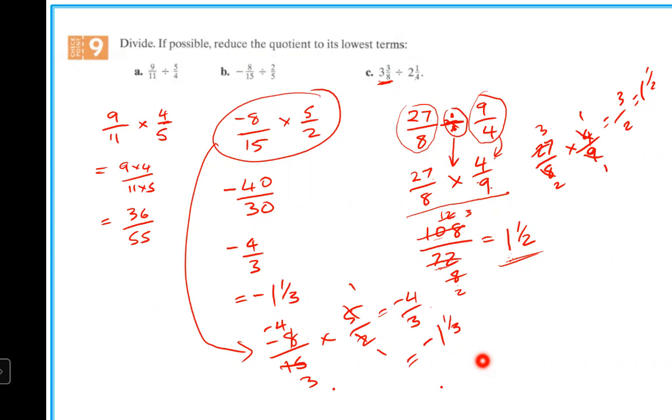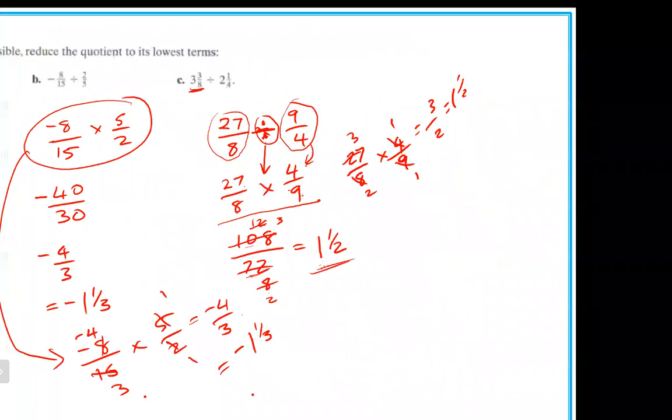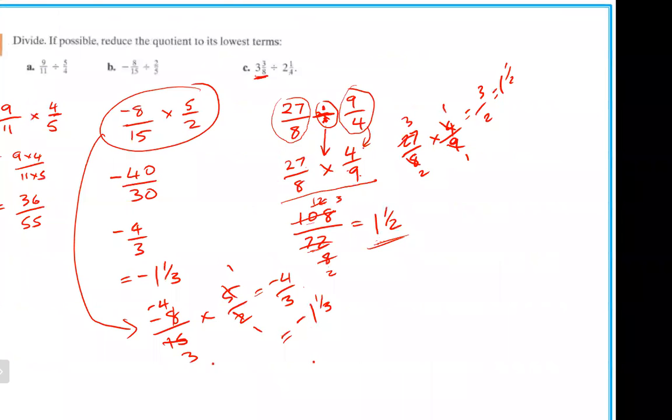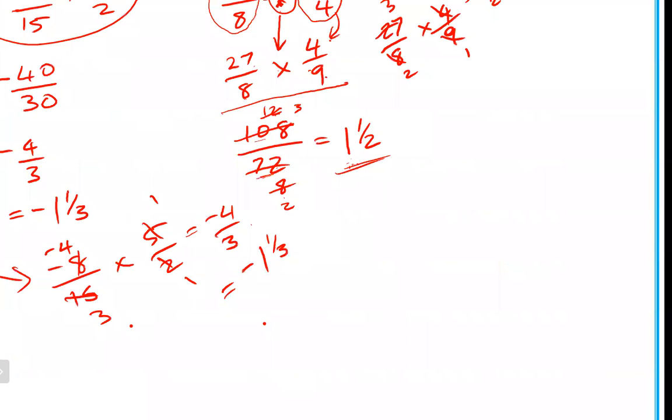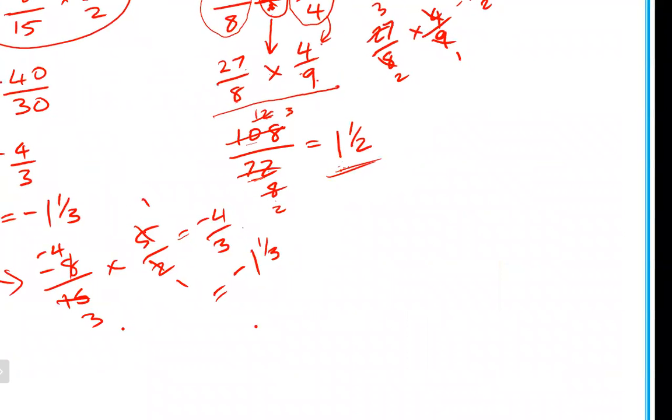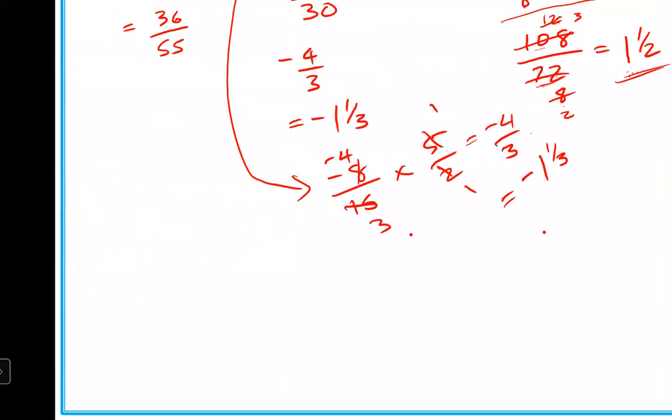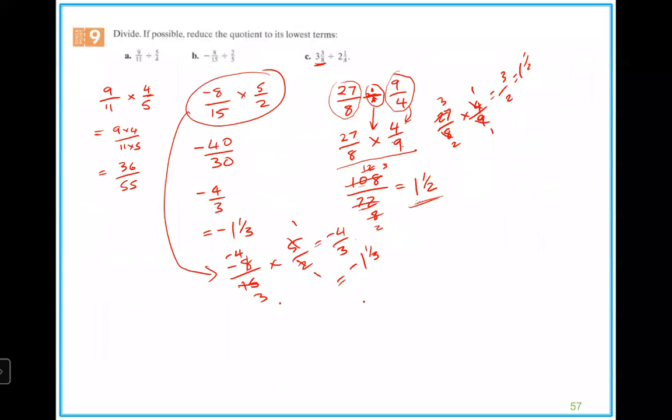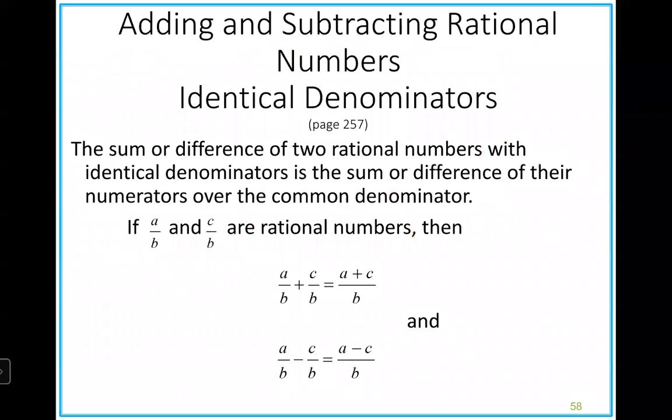Okay, so that's division. So multiplication and division of rational numbers is basically the same process we do for multiplication and division of fractions. But now we are going to look at addition and subtraction. The sum or difference of two rational numbers with identical denominators is the sum or difference of their numerators over the common denominator.